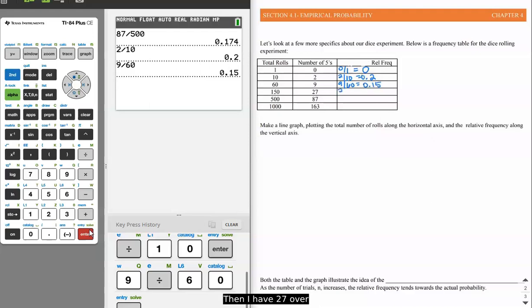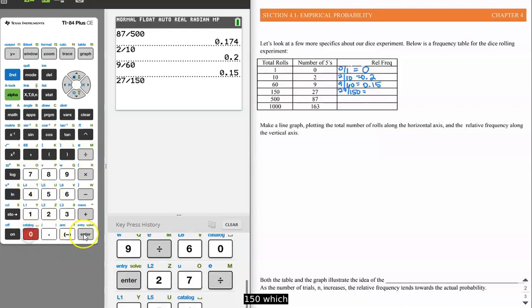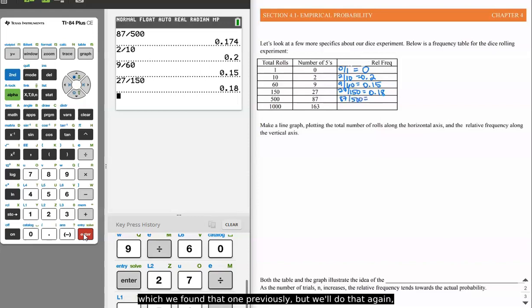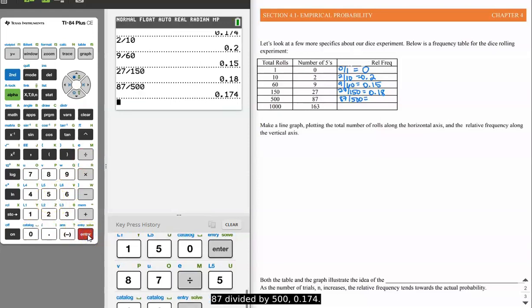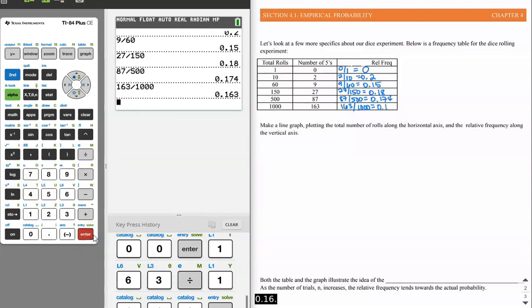And then I have 27 over 150, which would be 0.18. And then 87 out of 500, which we found previously, but we'll do that again. 87 divided by 500 is 0.174. And then my last one, we've rolled the die quite a bit: 163 divided by 1,000. All right, so 0.163.